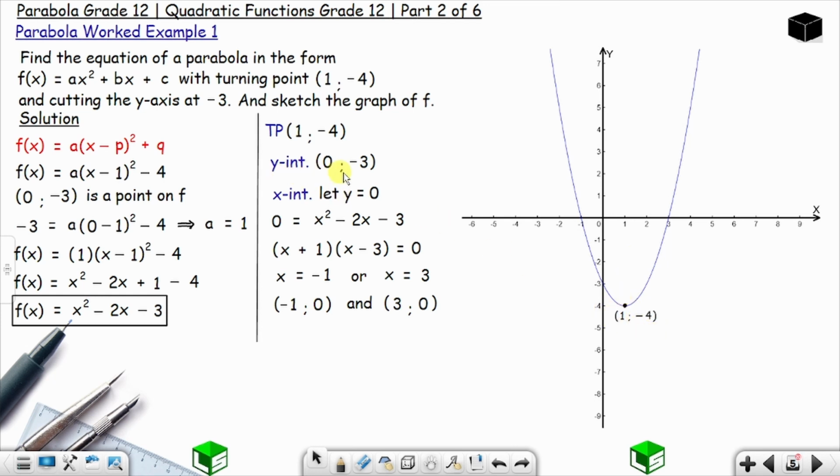And you also have the y-intercept. So you can see the parabola is cutting the y-axis at negative 3. Can you see? At negative 3, that point. Can you see that point? The coordinates are 0 and negative 3.